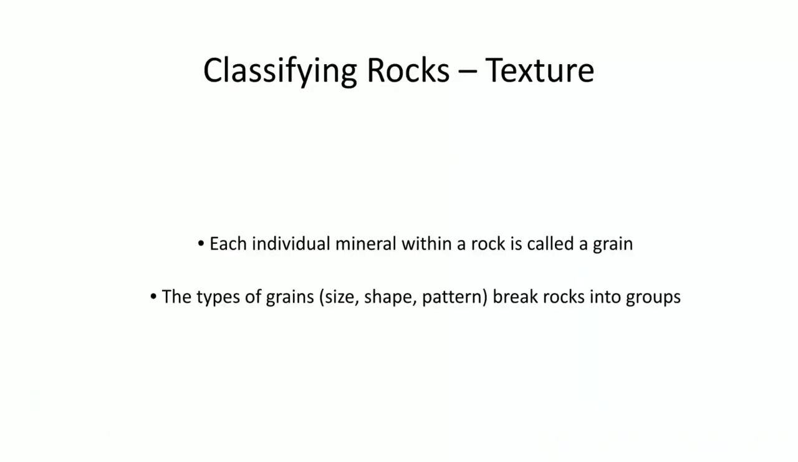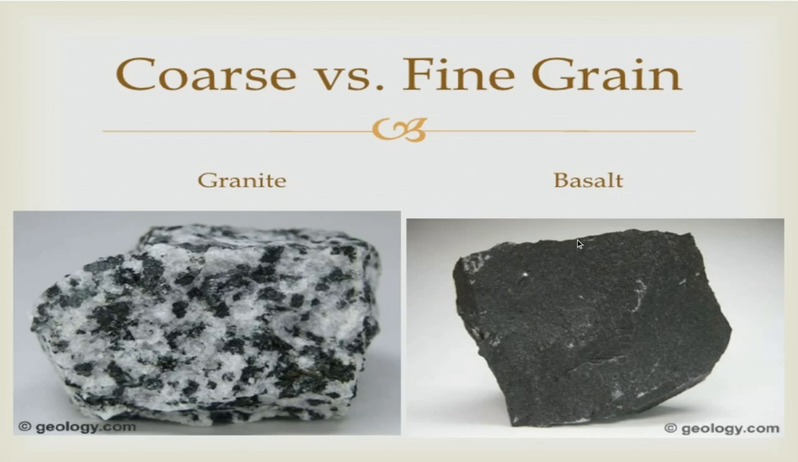So flash forward. The types of grains, where we're going to be looking at the size of the grain, the shape of the grain, and the patterns of the grains, are going to help us break rocks into groups. Here we have two rocks that are actually made out of the exact same types of minerals. This rock here and this rock here have the same mineral composition, but they were formed in different ways in different locations, and that gave them very different textures.